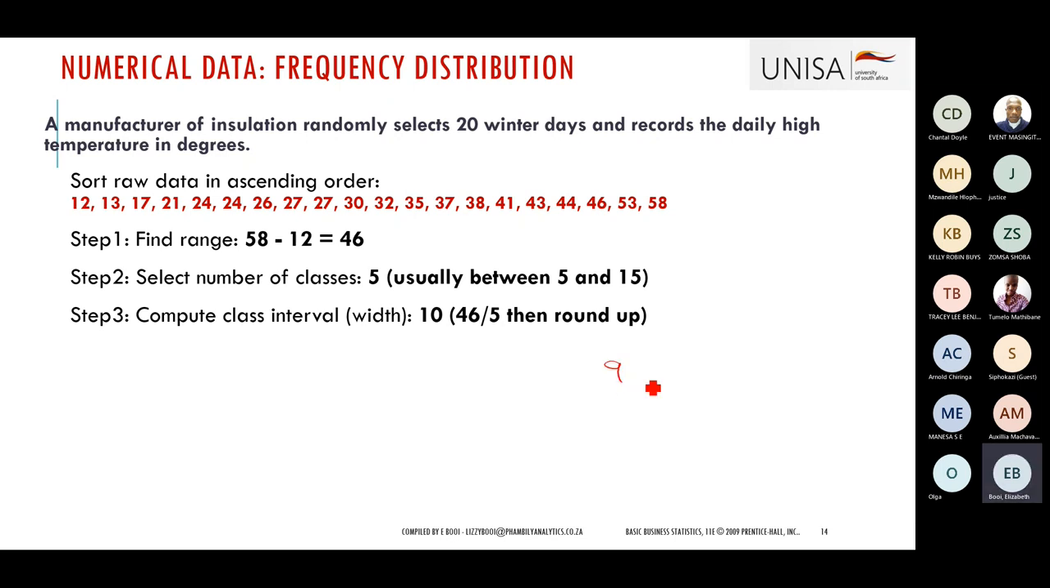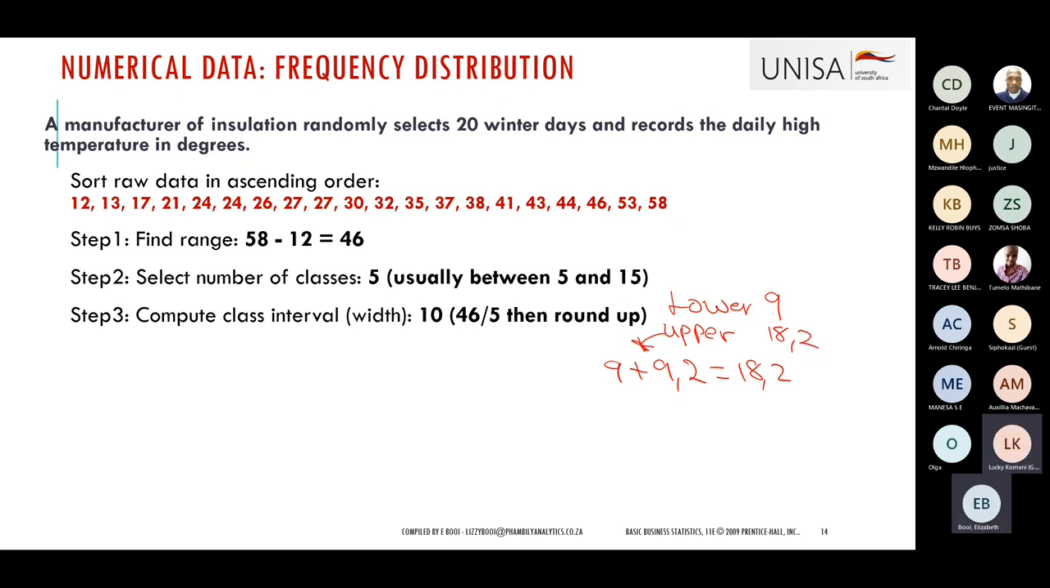at 9. Because I'm creating classes, my lowest boundary will be 9. To create my upper boundary, I must add the class width, which is 9.2, to the 9 that I'm going to start with. So my upper boundary will be 18.2. Then the next one will start from 18.2, and I must add 9.2.